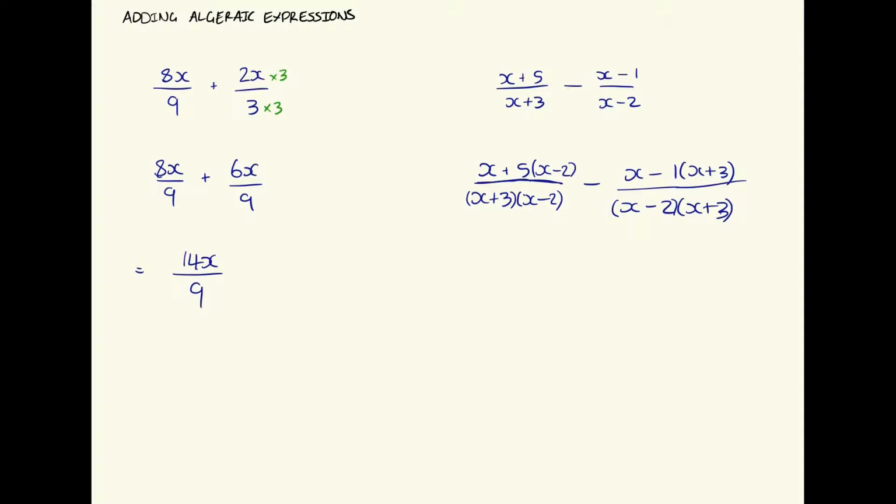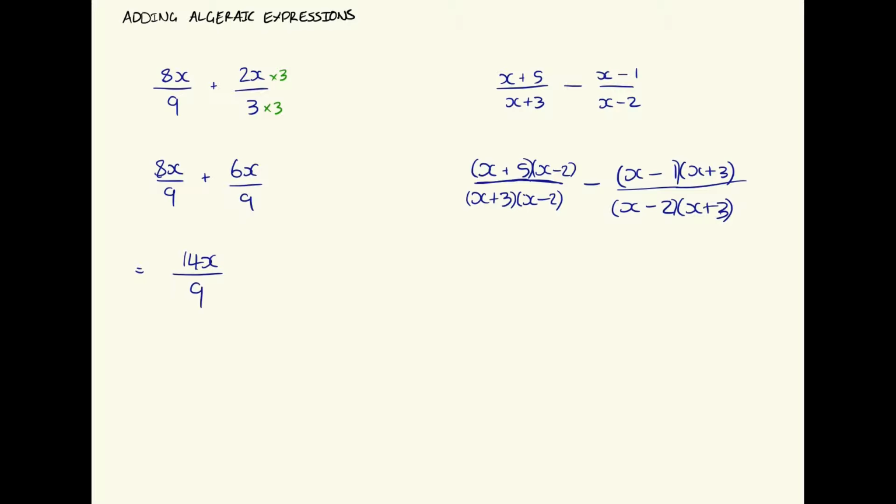So if we put brackets around everything, just to keep it consistent, now you can see that our denominators are the same. So we can go ahead and actually subtract the second numerator from our first numerator. So it'll be x plus 5 multiplied by x minus 2, subtract x minus 1 multiplied by x plus 3. In order to actually achieve this, we're going to have to expand those brackets out.